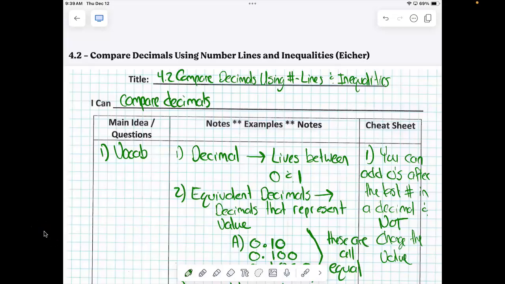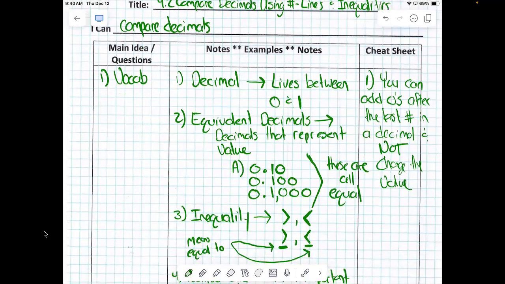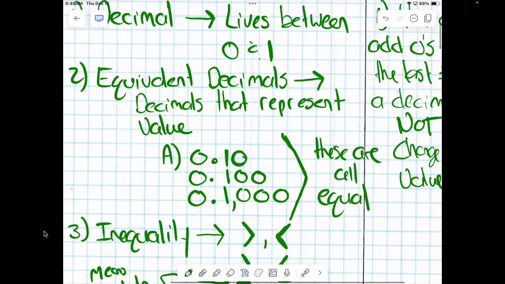Class. Good morning. Today we finished comparing decimals using number lines and inequality symbols. Didn't we? Yeah, we did. You guys know where decimals live? Yes. Do you guys know what an equivalent decimal is? Yes. So like this decimal right here, I gotta change my thing. This decimal right here is the same as this decimal right here.